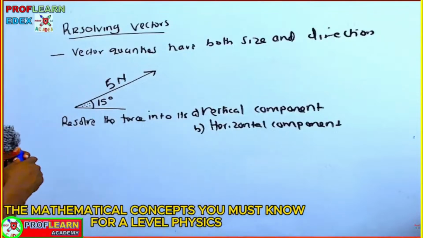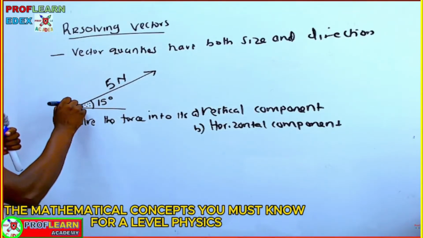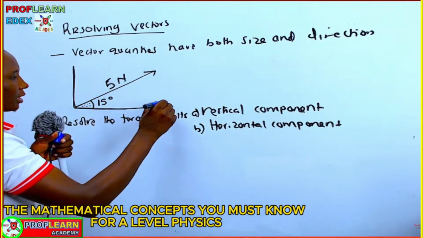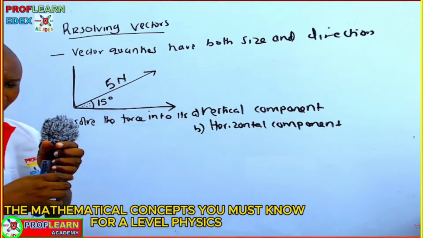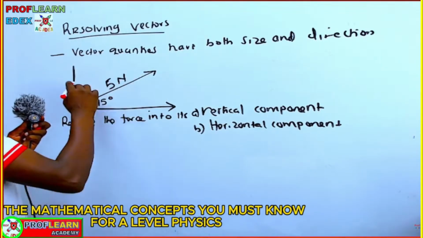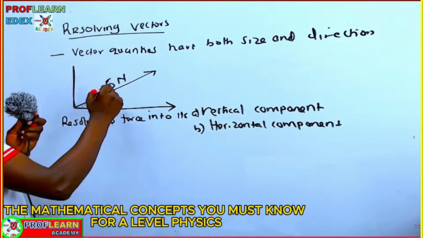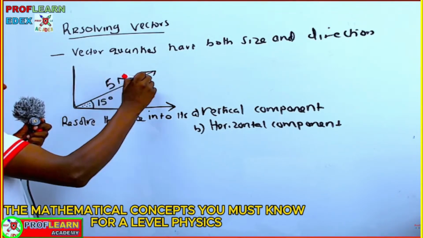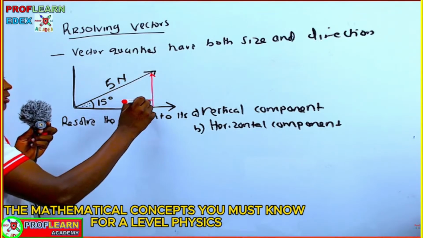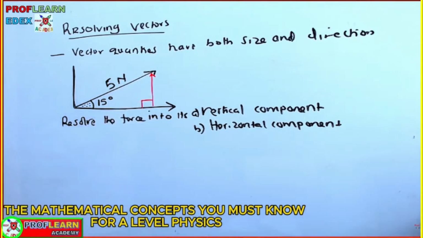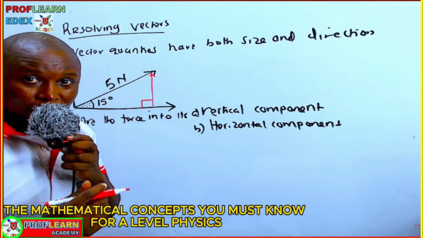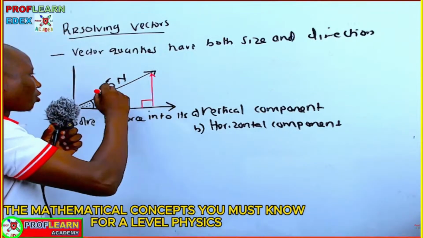So we are going to draw a right angle triangle like that. This is going to be the vertical component, and here we shall have a horizontal component. So if we want to find the vertical component of this force of 5 Newton, let us draw a right angle there. We shall have a triangle at that given point whose hypotenuse is 5 newtons. But we need to know what is the vertical component of force F.